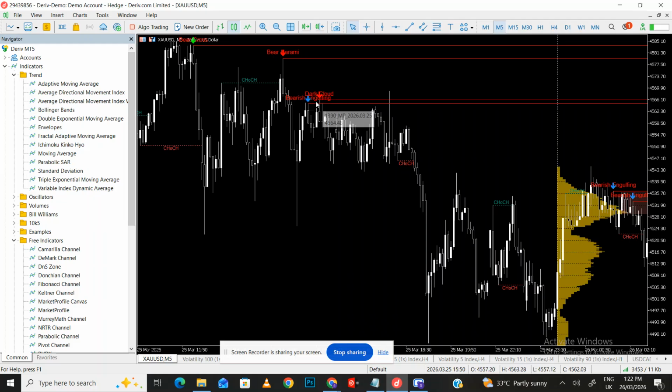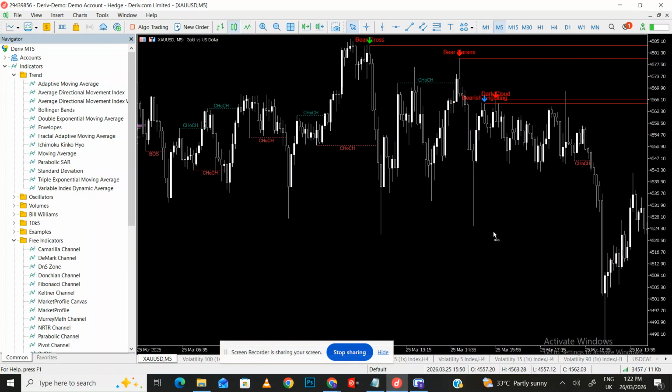Pending order right here. Price came back to the pending order, hit it and went straight down. In that cloud, when it comes out of the bearish or the bullish piercing, it is powerful.